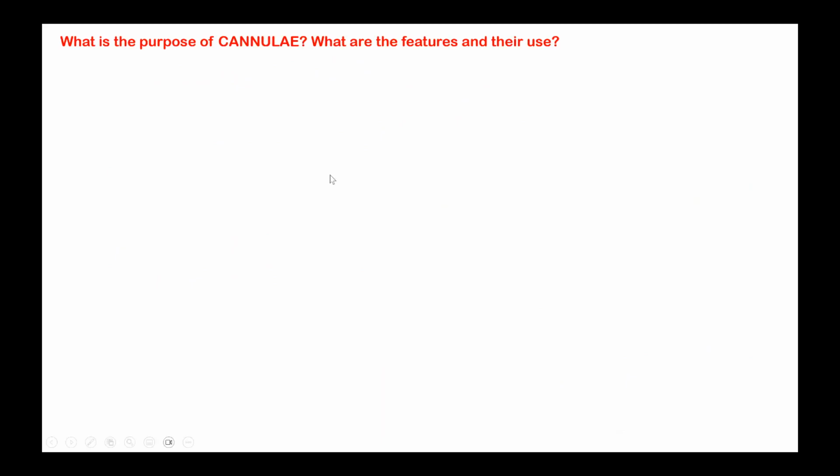Now, what is the purpose of the cannula? What are the features and their use? What do these cannulae do? It drains the blood from the patient to the bypass circuit machine. Okay, that is the cannula. So you have an arterial cannula and a venous cannula.